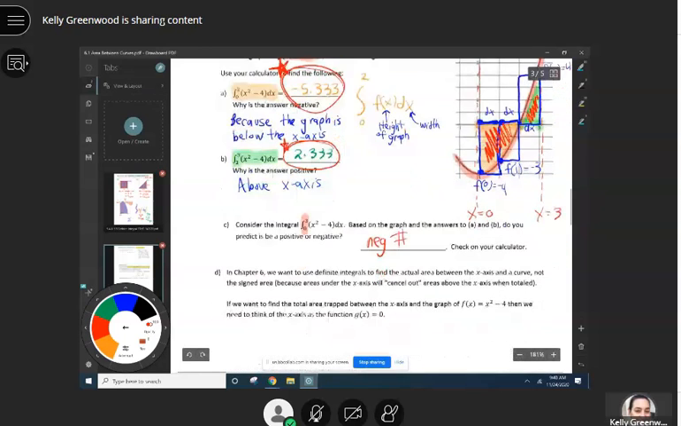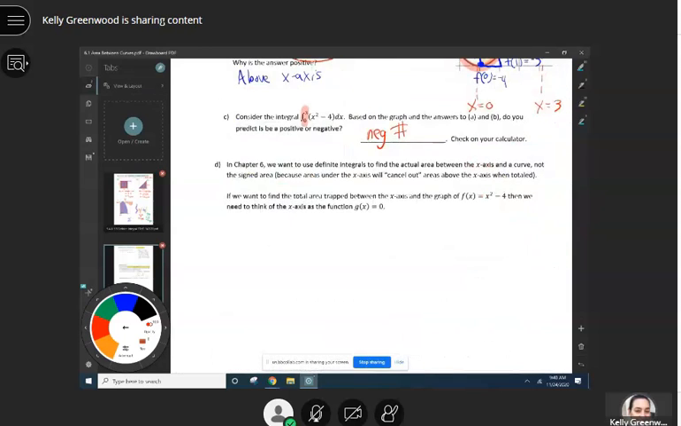Okay. And I have that here in number 6. It says, in chapter 6, we want to use definite integrals to find the actual area between the x-axis and the curve, not the signed areas, because they'll cancel out when we add them all up. So if you want to find the total area trapped between the x-axis and that graph, then there's 2 ways to think about it.